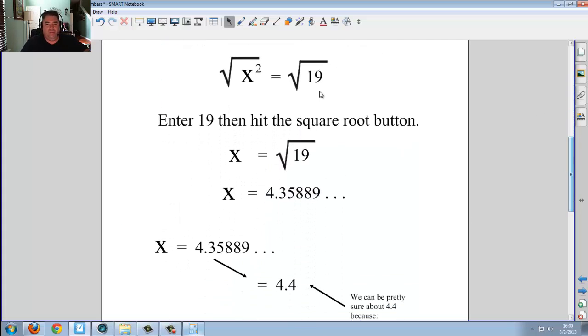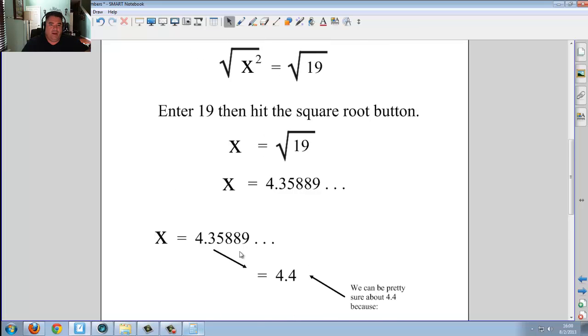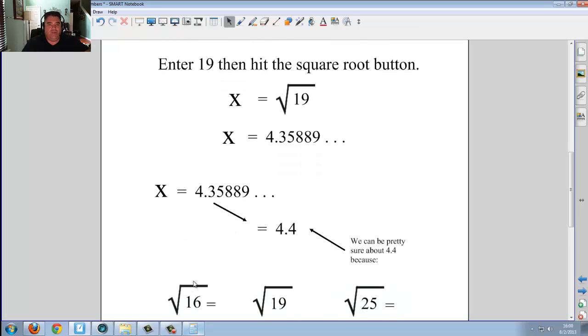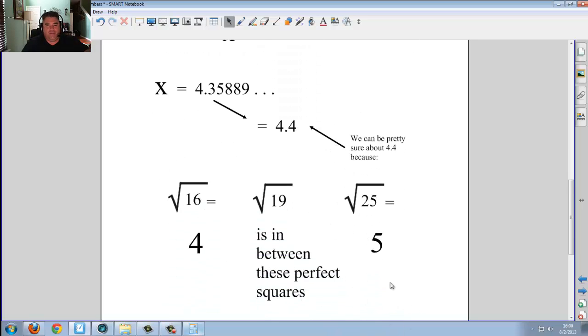So yep, I root it. 4.35. The 5 rounds up the 3 to a 4, and there you have it. Also, how do you know as well? Because if I go down to just 4 squared, that's 16. 5 squared is 25. 19 is in between these two numbers, so you know it's pretty good.